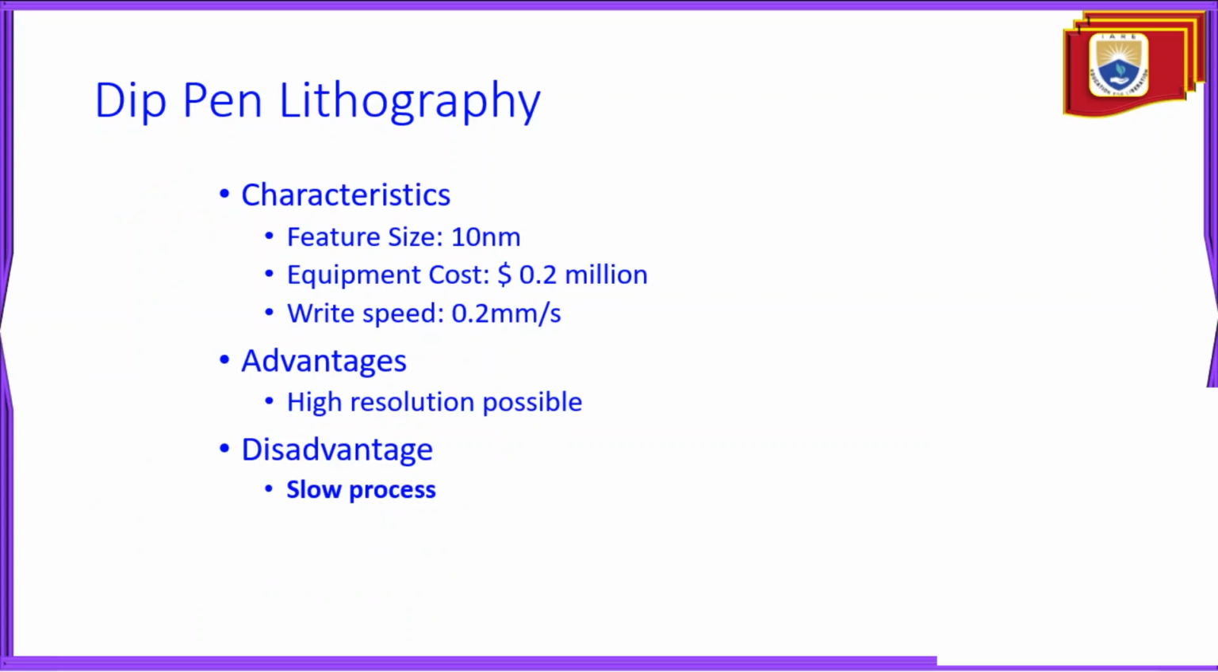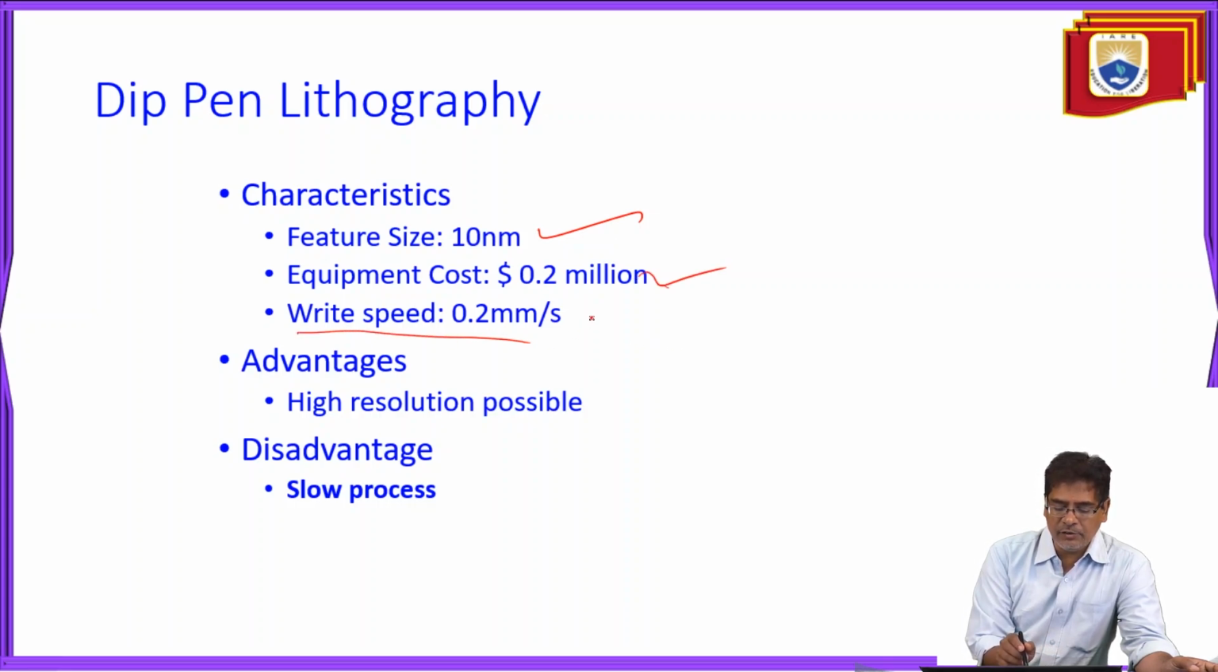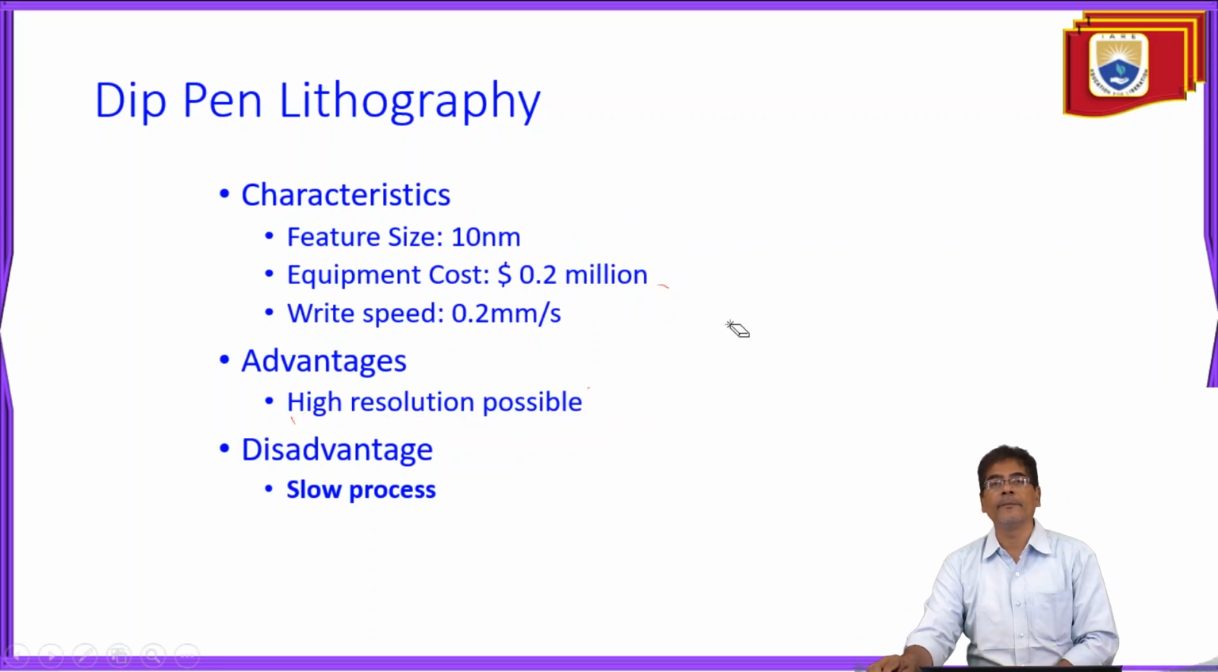And another important patterning technique is dip pen lithography. It has a characteristic feature size of around 10 nanometers. Equipment cost is around $0.2 million, and write speed is around 0.2 millimeter per second. The advantage is that high resolution patterning is possible, and of course the disadvantage is that it is a very slow process, like e-beam lithography.